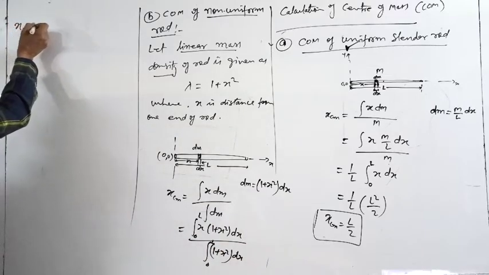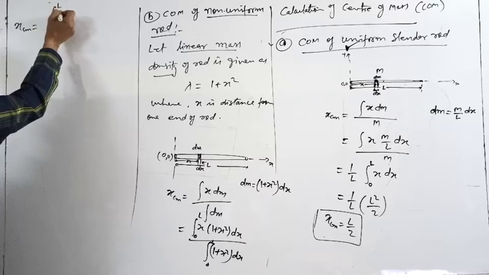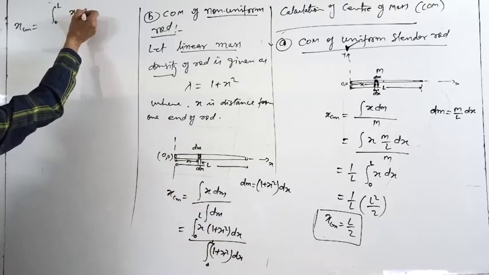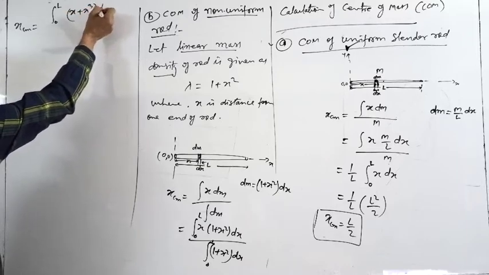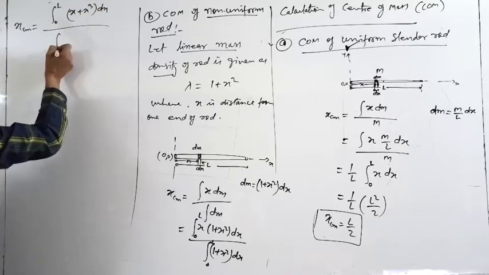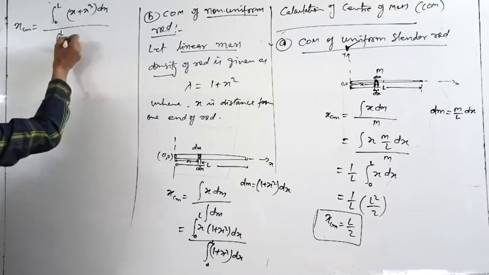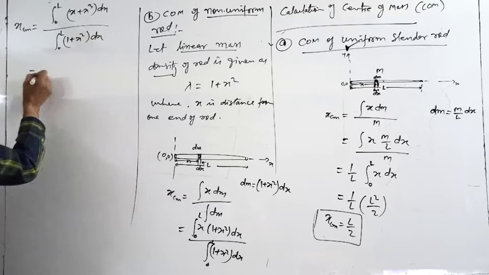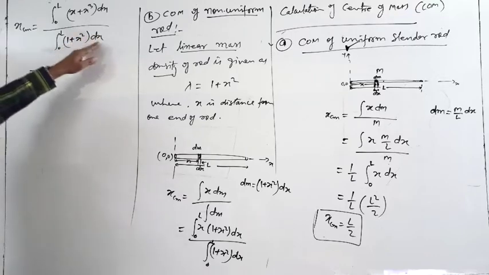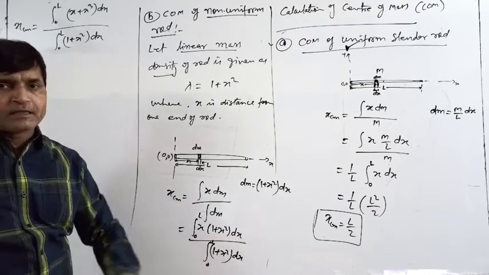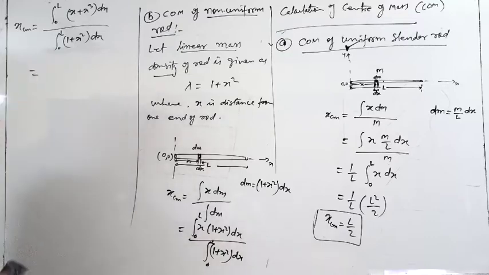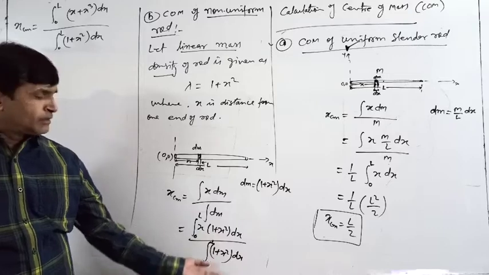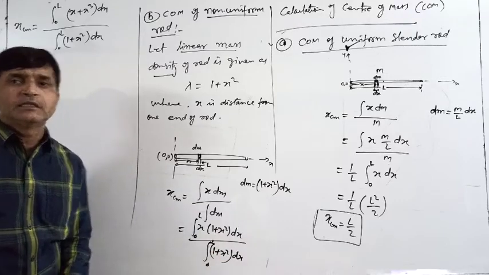xcm. 0 to L limit, expanding x plus x cube dx, over 0 to L, 1 plus x square dx. Now integrate separately. Integration doesn't mean you can cancel this. It cannot be cancelled like this. Denominator and numerator you can cancel. So if everything cancels, what is left?